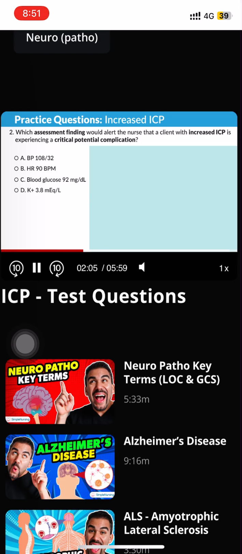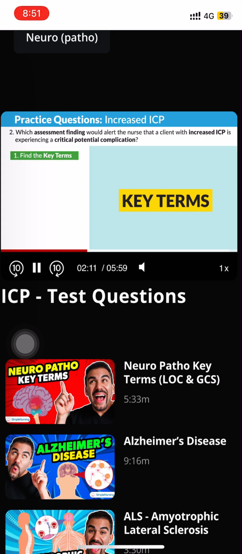All right, so let's break it down using our breakdown strategy. So first, always look at the key terms in the question. Assessment finding and client with increased ICP, and we're looking for a critical potential complication. So now think of a few things you know about those key terms.